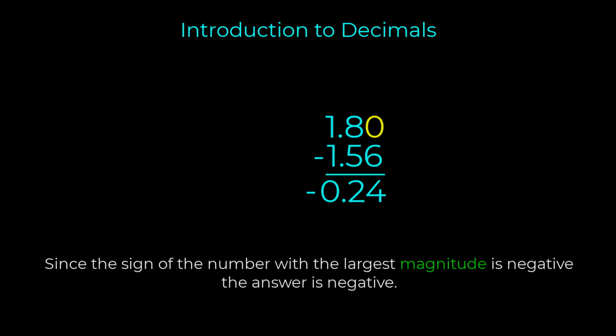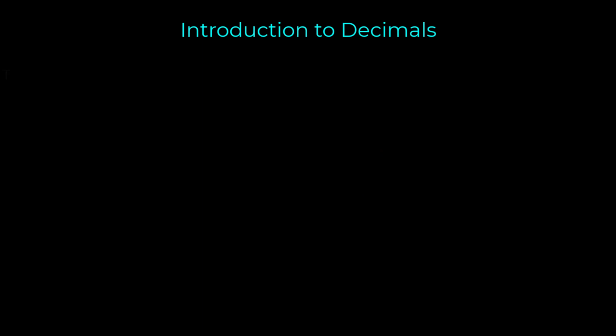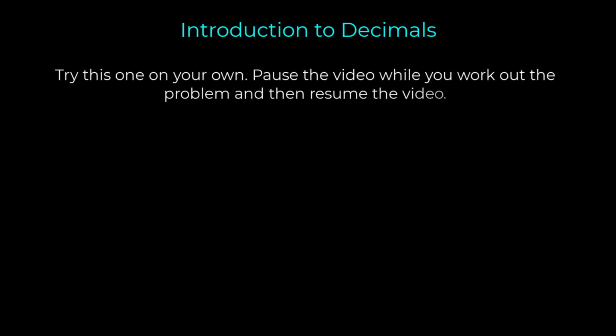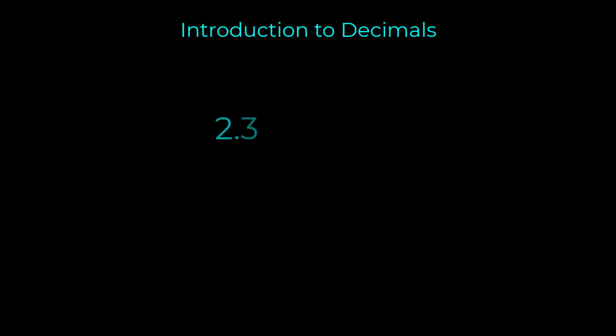We're done. Let's try one more. After I give you the problem, please pause the video and try to work it out yourself. Then resume the video once you have the answer. What is 2.3 minus 1.765? Please pause the video.